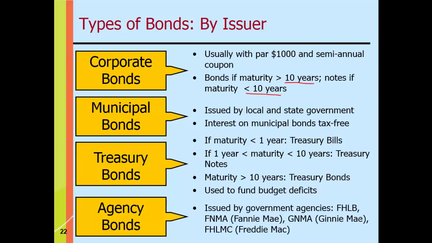Agency bonds are government-supported agencies. Fannie and Freddie, Ginnie, those are the government entities that were created to invest in mortgages. They finance most of their operations by issuing bonds.